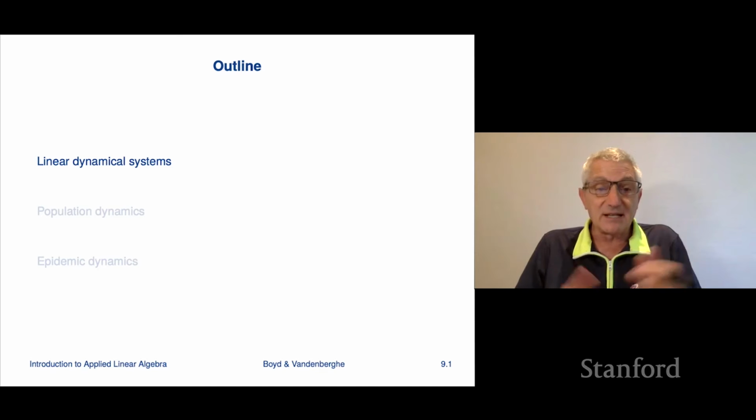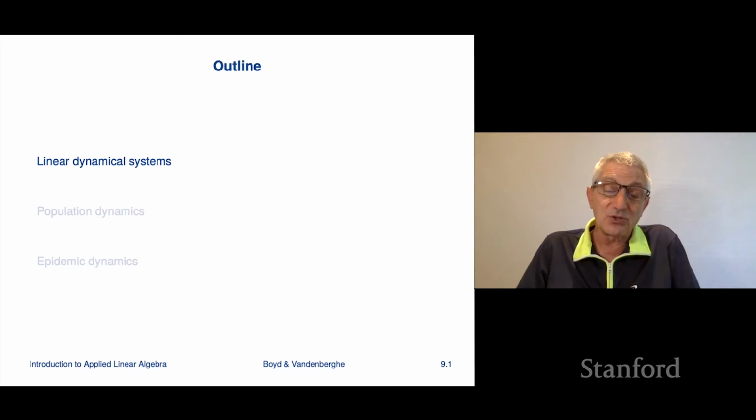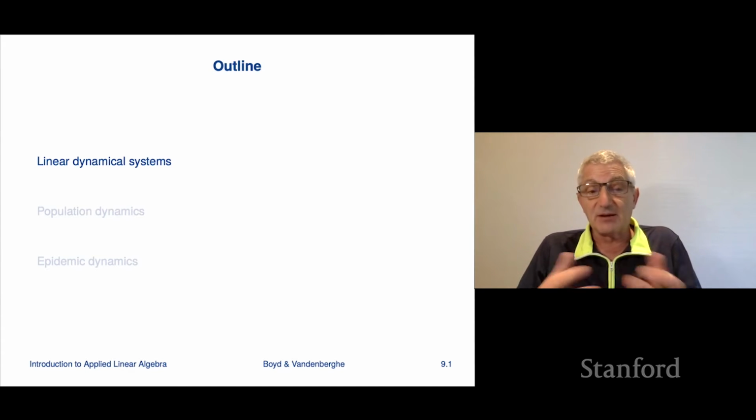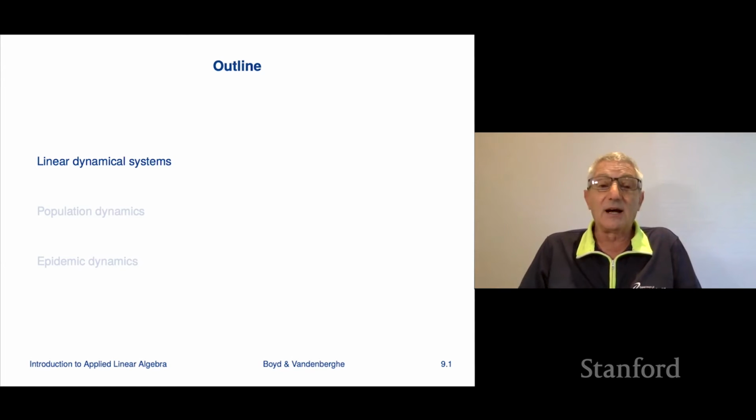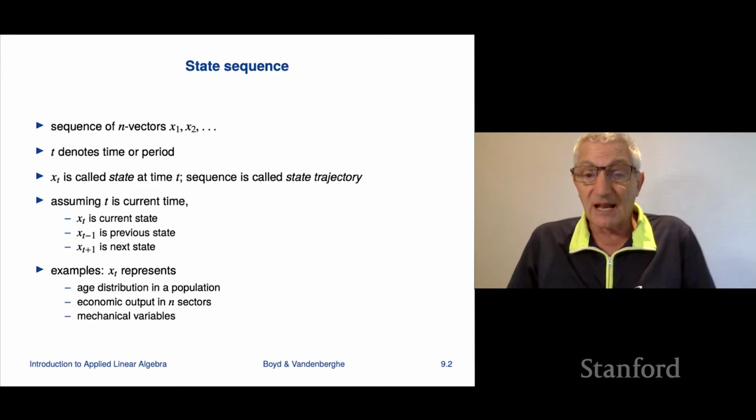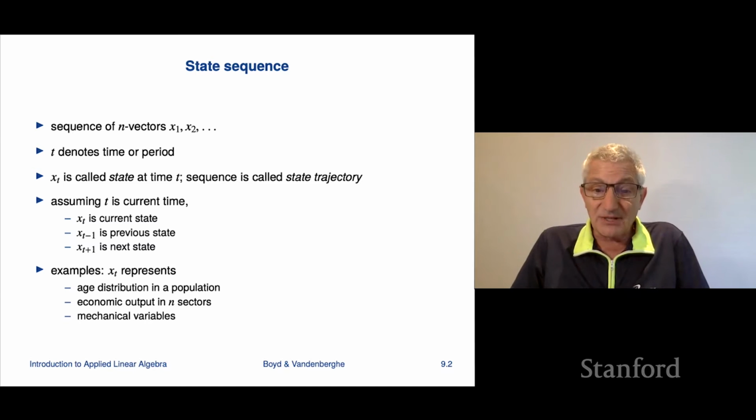So we'll start with what is a linear dynamical system, and then we're going to look at two practical examples. Now, the examples I'm going to show you are going to be a bit simplified, of course, but it'll give you a rough idea of how real ones actually are done. Okay, so let's start with the setting.